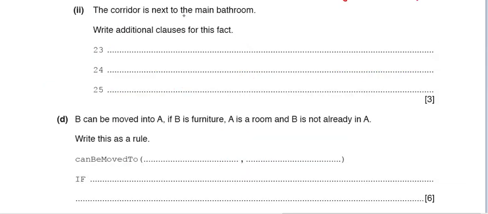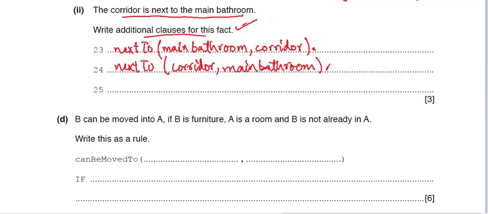Okay, the next question says that we need to include the following information: that the corridor is next to the main bathroom. What are the additional clauses that we can add to our knowledge base for this fact? And instantly we know that we have to write these next two clauses. And what we've done is we have shown that this is a two-way relationship. First we've said main bathroom corridor, and then we've said corridor main bathroom. So we've shown that this is a two-way relationship. The only thing that we need to include now is that the main bathroom is basically a room.